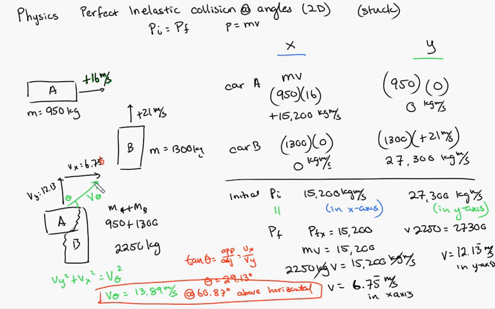So hopefully that helps out. Remember, this is a very simple problem because A only goes in the X direction, and B only goes in the Y direction. So we don't have to worry about sine and cosine over here. In our next problem, we will.